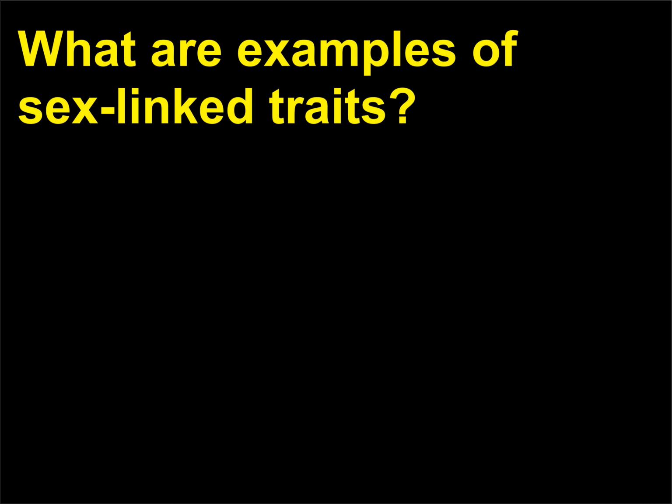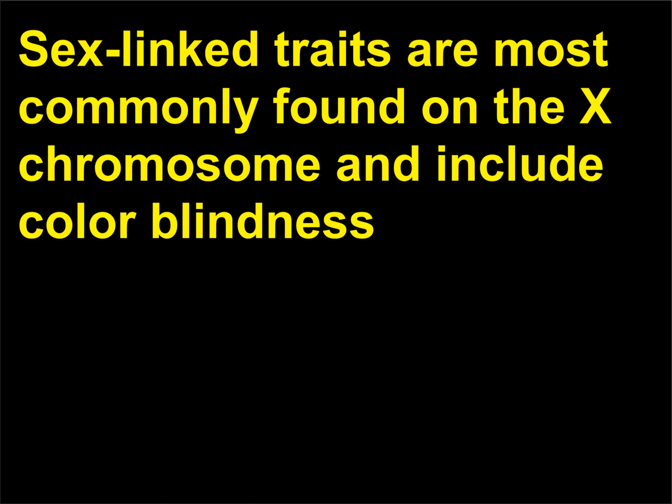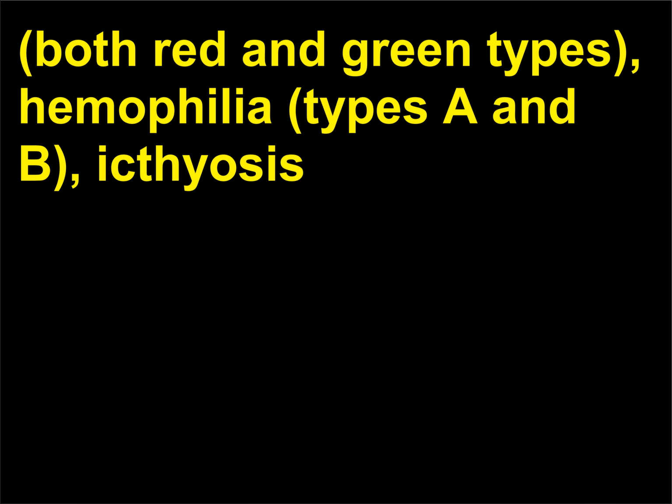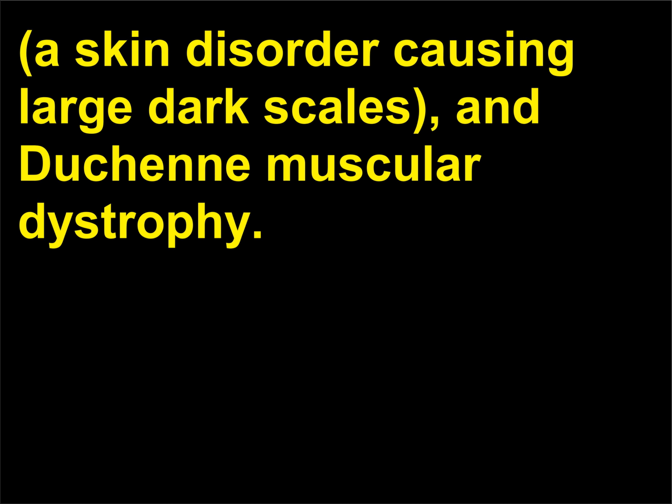What are examples of sex-linked traits? Sex-linked traits are most commonly found on the X chromosome and include color blindness, both red and green types, hemophilia, types A and B, ichthyosis, a skin disorder causing large dark scales, and Duchenne muscular dystrophy.